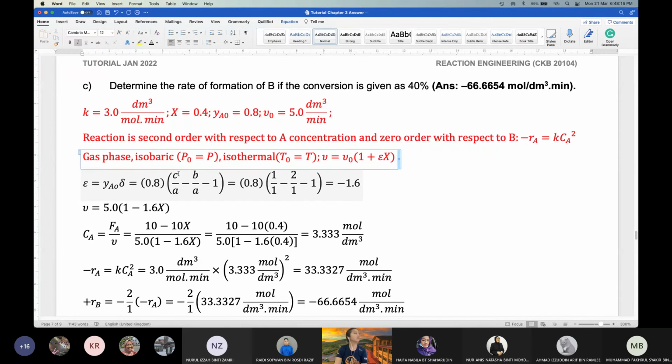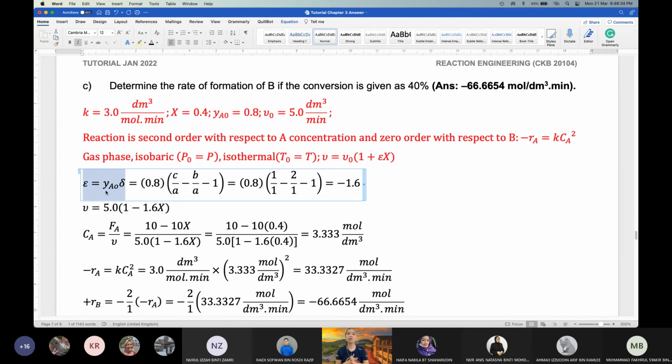Okay, epsilon. So nak to find epsilon is actually ada sub-equation. Epsilon equals to YA0 sigma. So part ni yang kadang-kadang student akan get very confused. I can really understand sebab dah ada equation, ada sub-equation lagi. So epsilon equals to YA0 sigma.